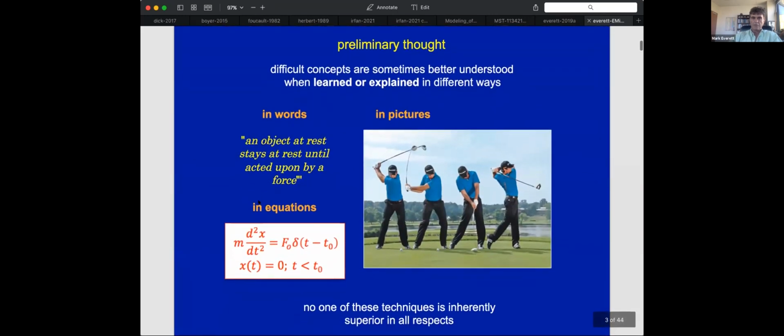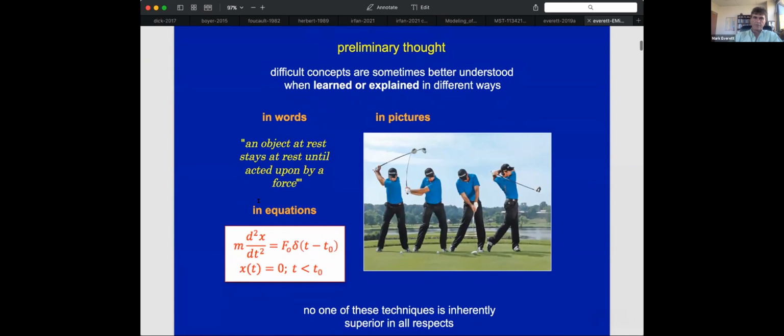Before we get into the subject matter proper, I'd just like to offer this preliminary thought. After 26 years of teaching at a public institution, you have to explain difficult concepts every now and then. And what I've learned over the years is that these difficult concepts are often best understood when they're either learned or explained in different ways. For example, here's a concept in words. Here's another concept in equations. It says more or less the same thing.